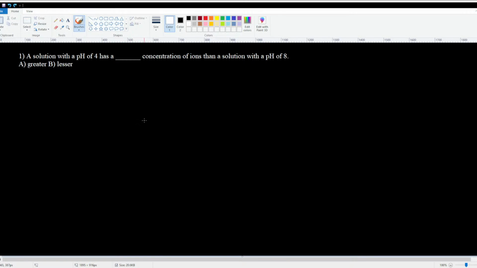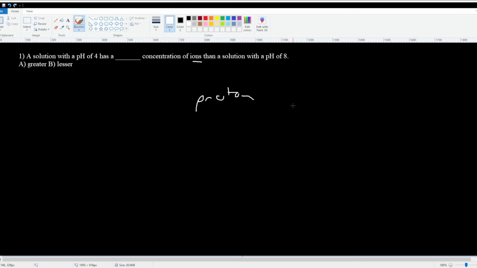So question 1 is asking: a solution with a pH of 4 has a blank concentration of ions than a solution with a pH of 8. I'm not a huge fan of this question because it's a little misleading. When we're talking about ions, we're not talking about sodium. We're not talking about chlorine. We're talking about a very specific type of ion, and that is a proton.